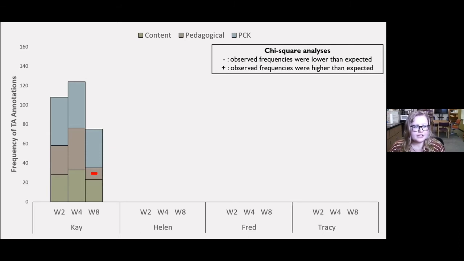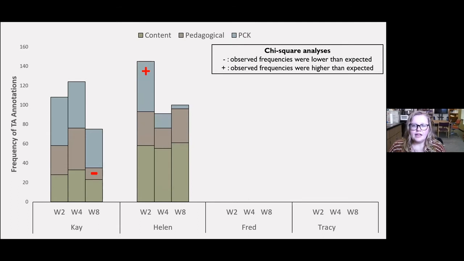And when looking at case data, by week 8, Kay was making fewer annotations overall, but continued to focus on making annotations regarding PCK and content knowledge throughout the semester, but was making fewer pedagogical annotations during that week 8. Helen also was making fewer annotations by week 8. Early in the semester, she was focusing on PCK, but was making fewer notes of PCK during week 4 and week 8. But she was making similar frequencies of annotations for content and pedagogical knowledge throughout the semester.